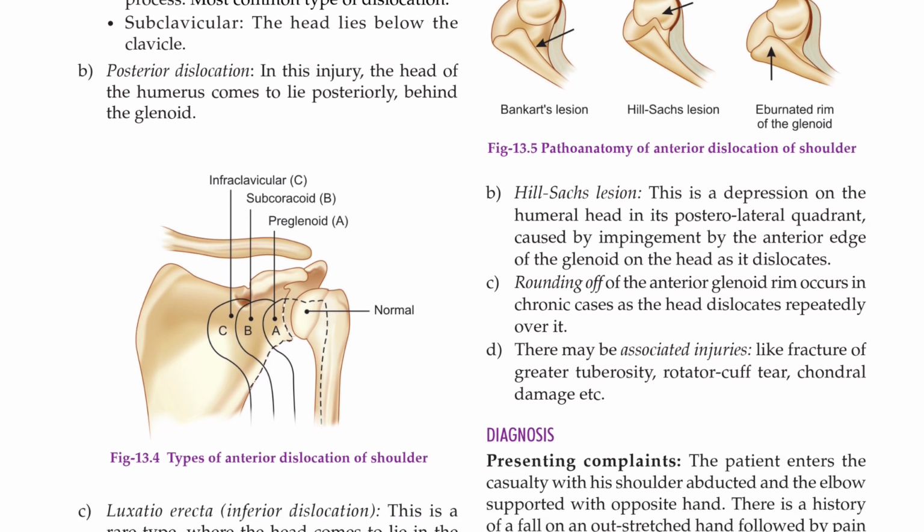Next is the Hill-Sachs lesion. So what is a Hill-Sachs lesion? It is a depression on the humeral head in its posterolateral quadrant.